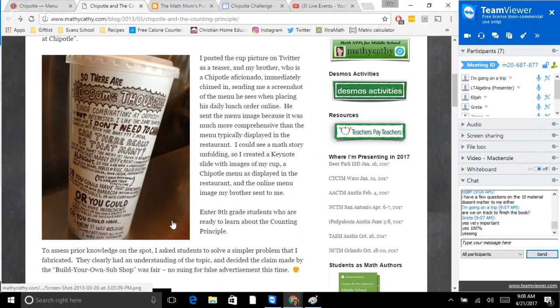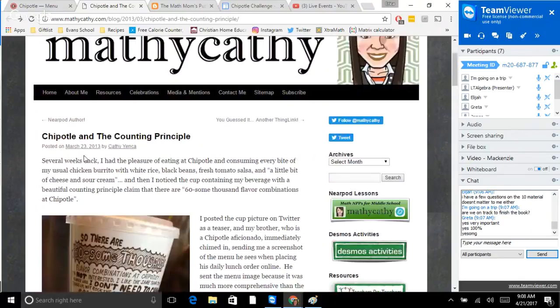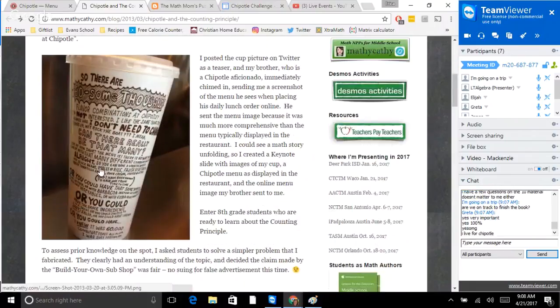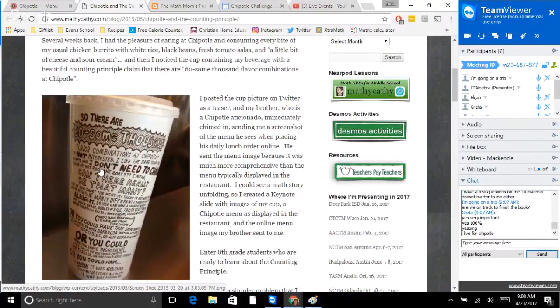If you like Chipotle, if you don't, yeah. Now, this is from a little bit ago, so 2003. So back then, I think there were less choices on the menu, right? But what we're going to do is use all of this material that we've learned in chapter 10, not chapter 9, and figure out, is this true or not?